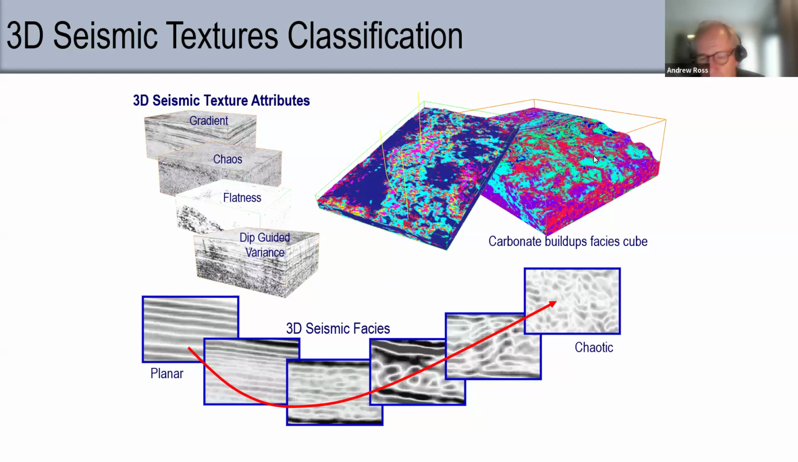The red is basically, in this case, reefs, and then the cyan is in between the reefs. And in this example, these are some channels. Different parts of the channel system show up in different colors. So, can I do this?